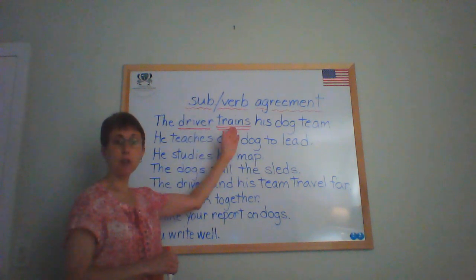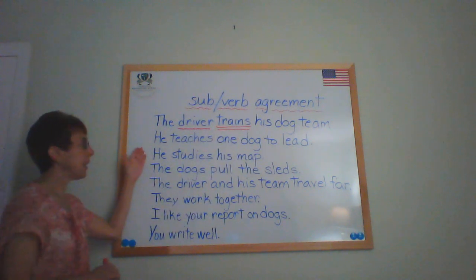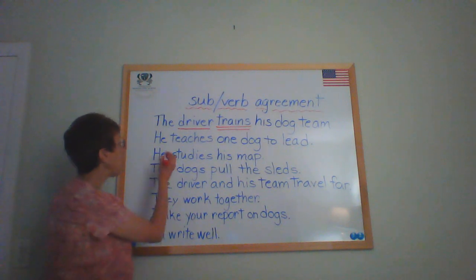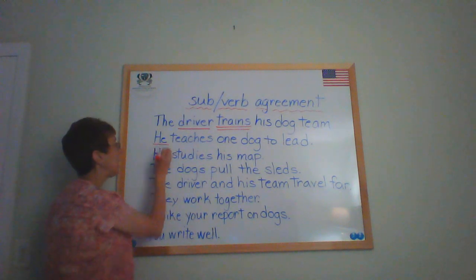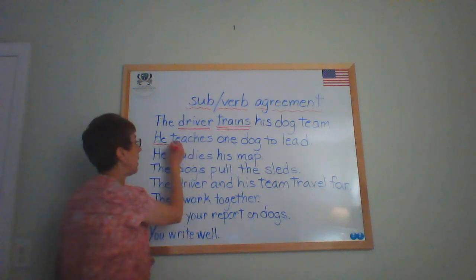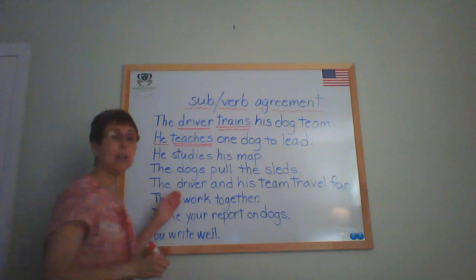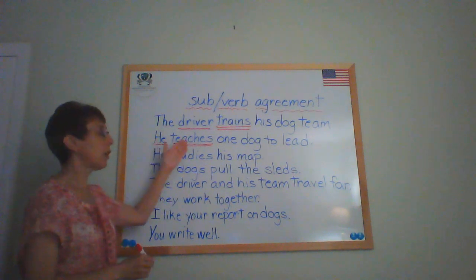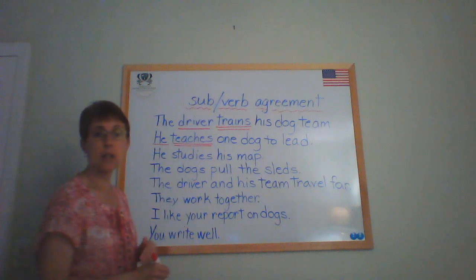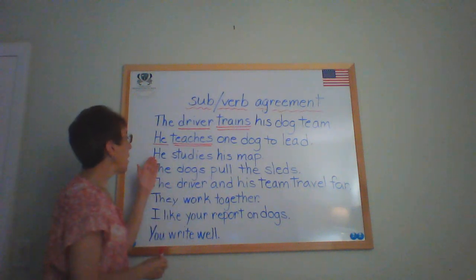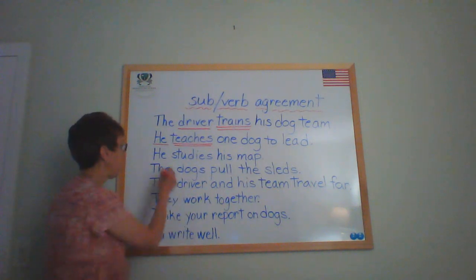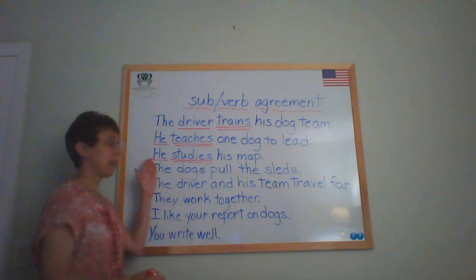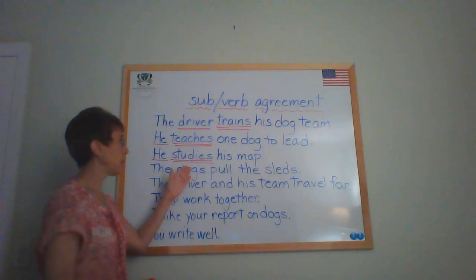That's our subject-verb agreement. The next sentence, he teaches one dog to lead. Okay, we're talking about he, he what? He teaches. Again, we don't say he teach, we say he teaches. He is singular, and so our verb teaches is also singular. He studies his map. He, what does he do? He studies. Again, he is singular, studies is also singular.